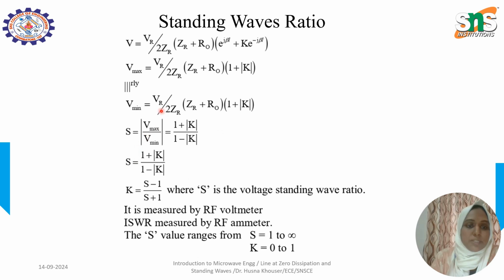With respect to this, S is the voltage maximum to the voltage minimum, which is equal to 1 plus K divided by 1 minus K. So K and S are directly related. S is equal to 1 plus K over 1 minus K, and K is equal to S minus 1 divided by S plus 1, where S is the standing wave ratio. VSWR is the voltage standing wave ratio, V max by V minimum, and similarly the current standing wave ratio is I max by I minimum. The standing wave ratio ranges from 1 to infinity, whereas K ranges from 0 to 1.